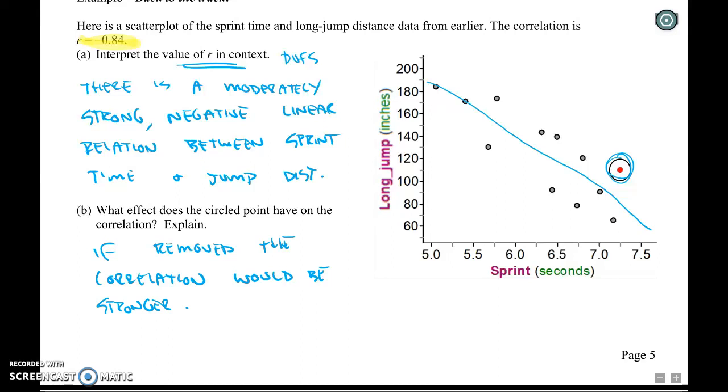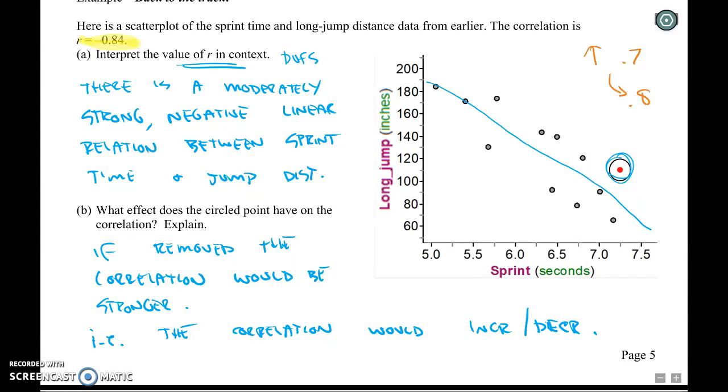Here's where you really got to be careful though. If you word it another way, i.e., the correlation would increase or decrease. This is the one that kind of gets kids tripped up a little bit. On one hand, you're going to say if I remove it, it's going to make it stronger. So a lot of times people want to say it's going to increase because it's going to go from something that's weaker to something that's stronger. And that is an increase.